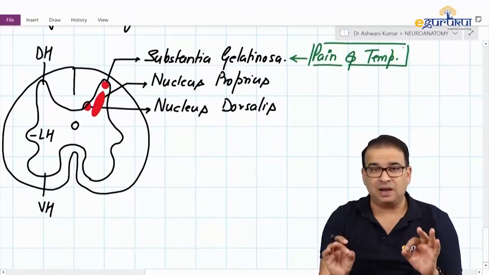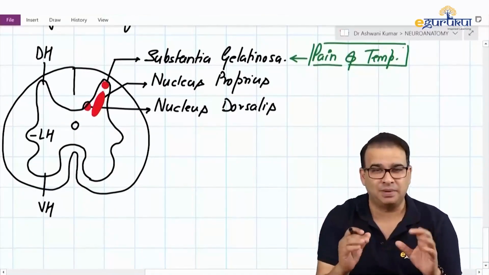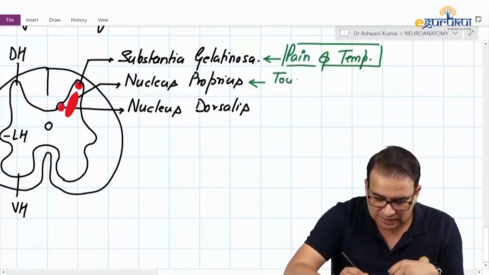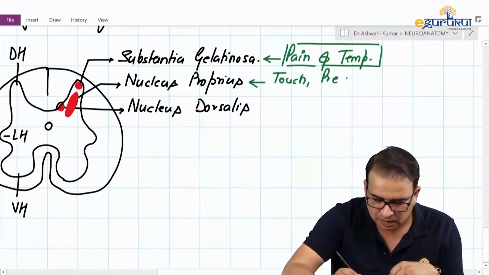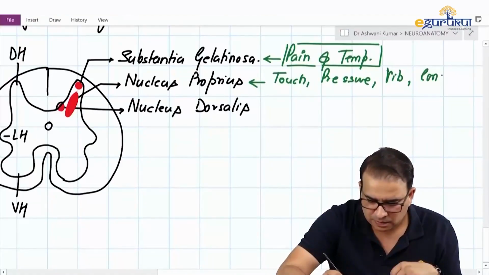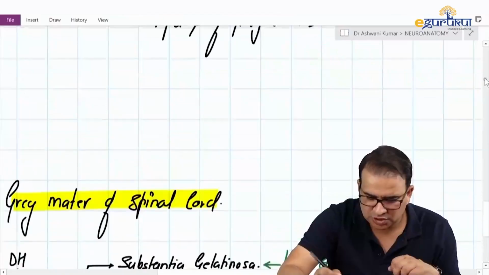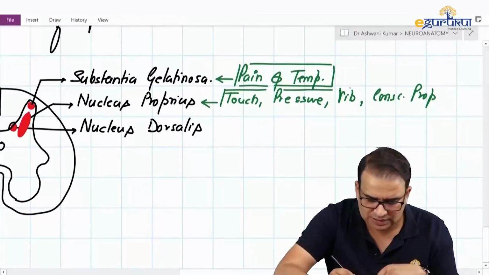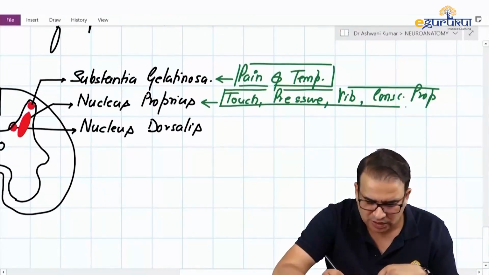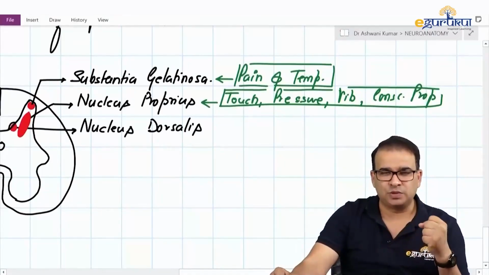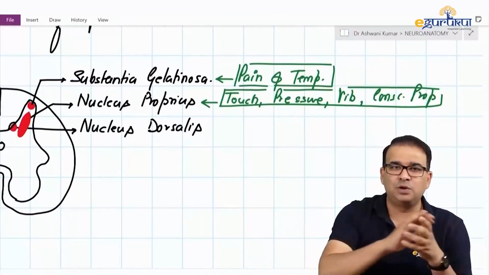I'm just talking about what mainly comes into the spinothalamic tract. That doesn't mean nothing else can come in. Nucleus proprius is the one which will carry the touch, pressure, vibration, conscious proprioception, stereognosis and all that. When you think about the other sensations, most of them are going into which one? They're going into the nucleus proprius.